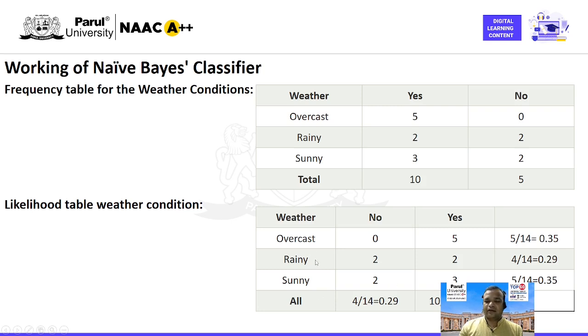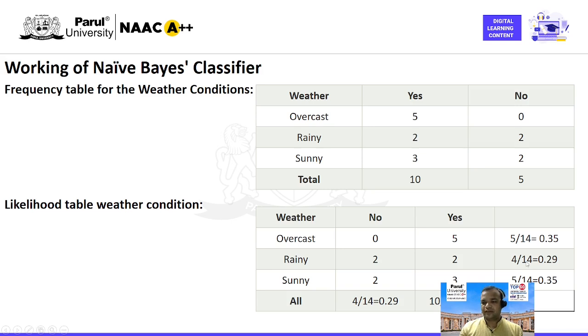Similarly, we need to calculate the likelihood value for the rainy season. How many said yes? How many said no? Yes, 2, no, 2. Total is 4. So 4 upon 14, where 14 is the total value.